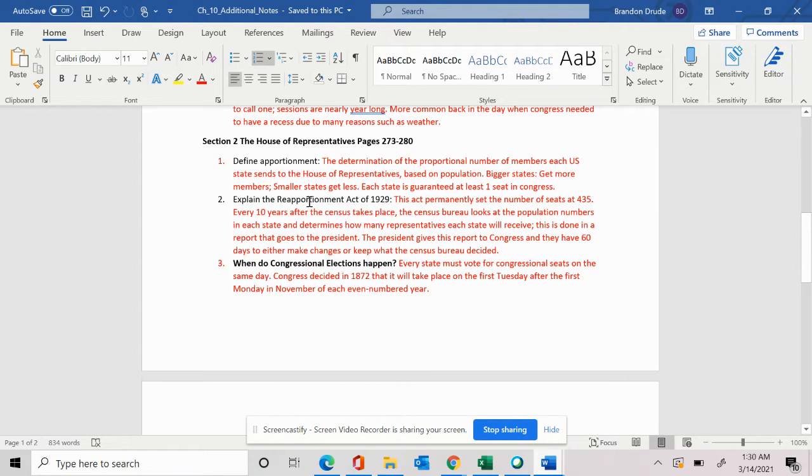Now, Congress can change this act at any time, but they just haven't. So this has been in since 1929. They said, okay, 435 representatives, and we're going to change up how many representatives each state has every 10 years because the census is taking place. That tells us how many people live in each state.